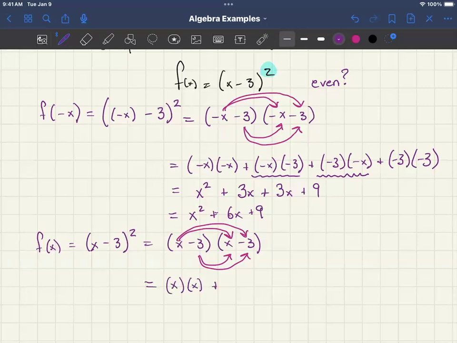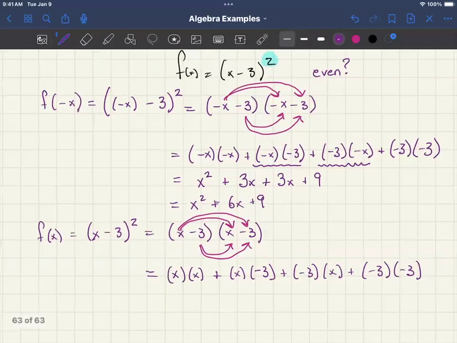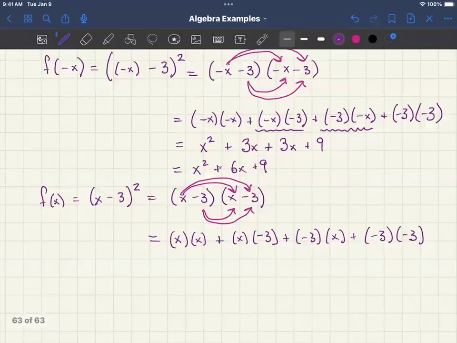So we get x times x plus x times a negative 3 plus a negative 3 times x plus negative 3 times negative 3. And you'll see again, I'm using parentheses and I'm just adding everything and throwing the negatives in with whatever number they're attached to, which in this case is all 3's. But to do this, now we notice some things cancel and some things don't.